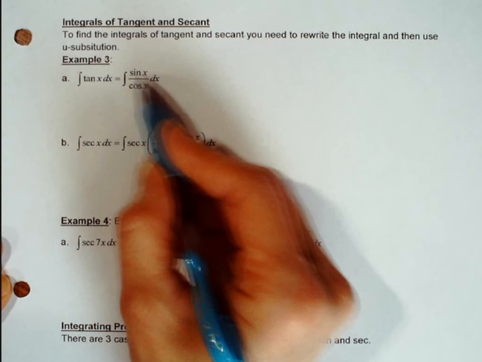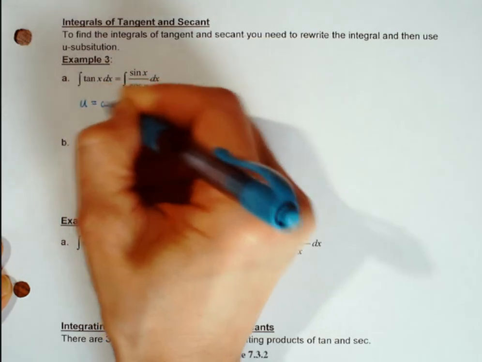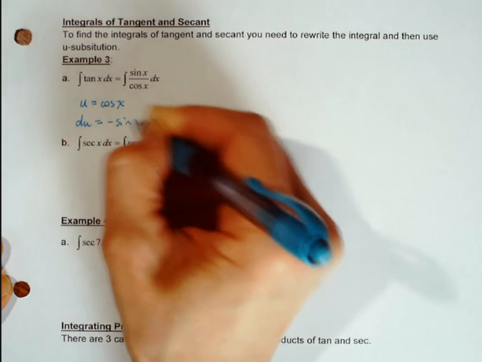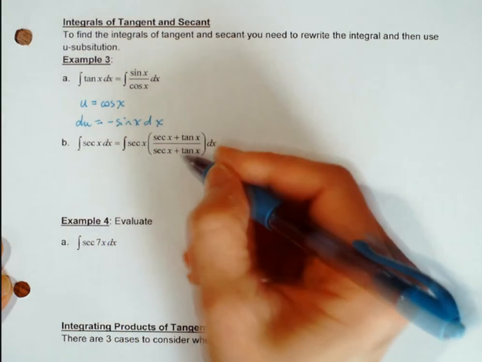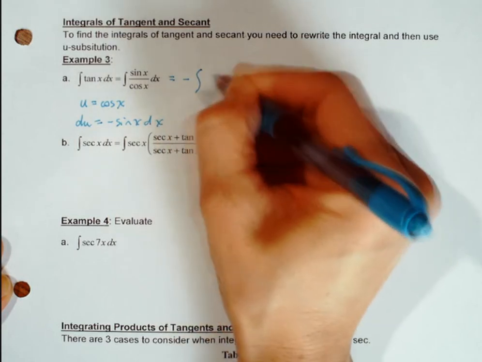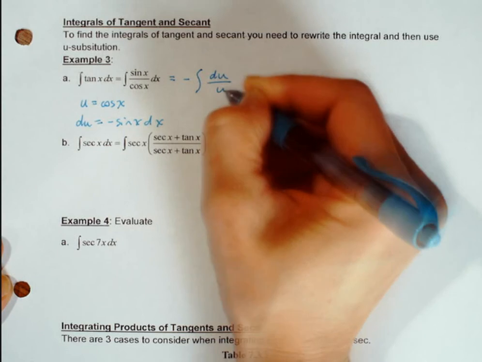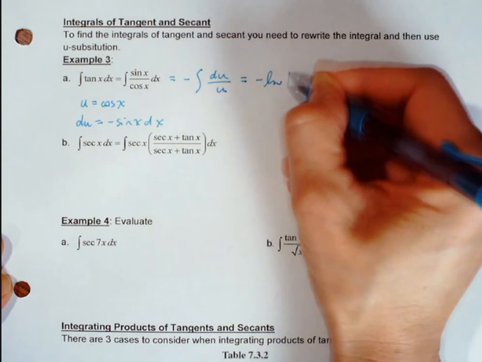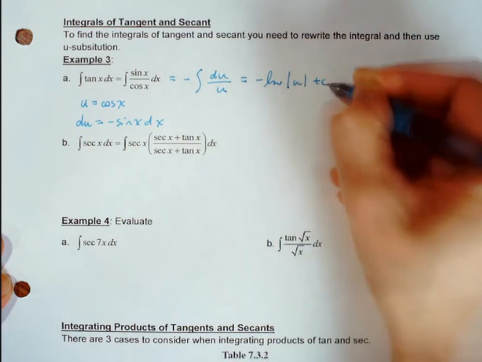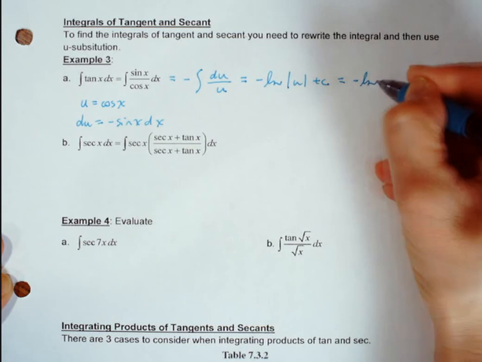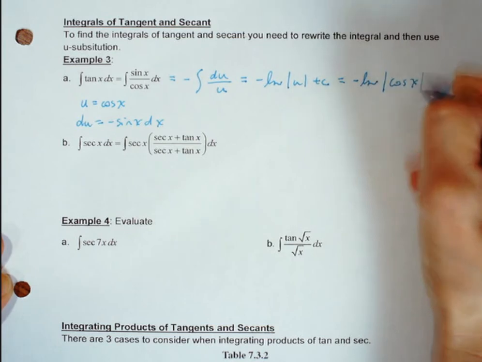So it's going to be u is equal to the cosine of x, so then du is equal to negative sine of x dx. Alright, so then if I do that substitution, I have a negative out in front, and then you have the integral of du over u, and that's going to equal negative times the natural log of absolute value of u plus c. And then I'll substitute in u equaling cosine of x, so it's negative natural log of the absolute value of cosine of x plus c.